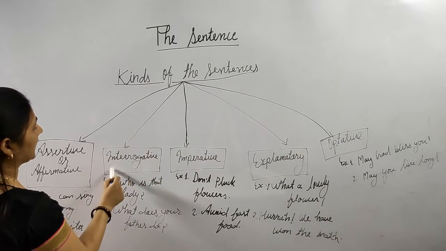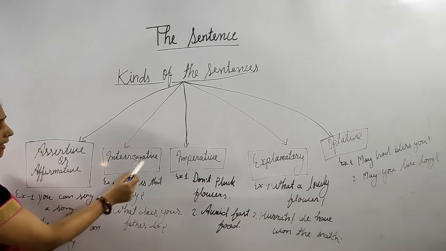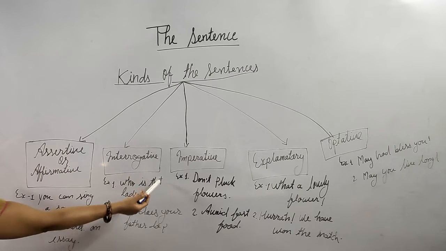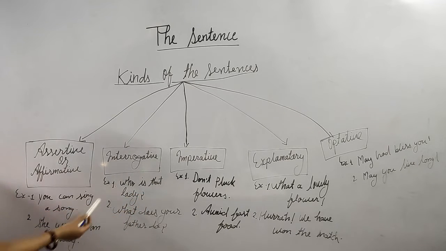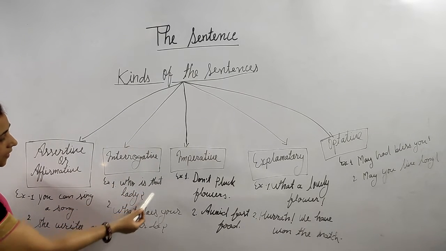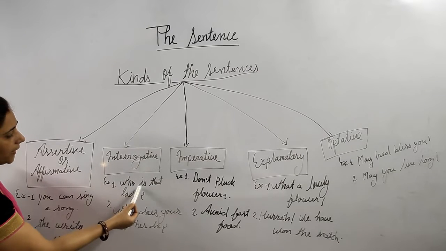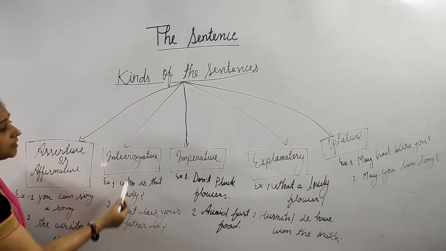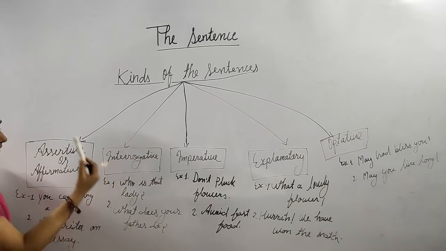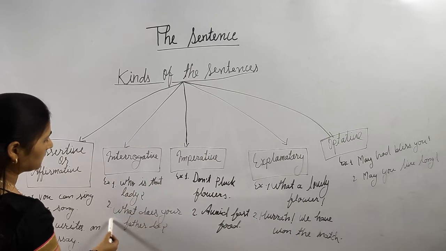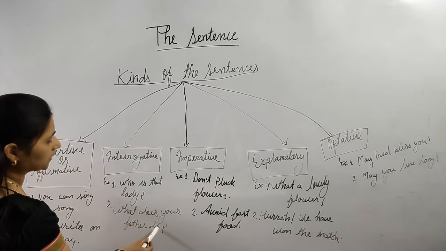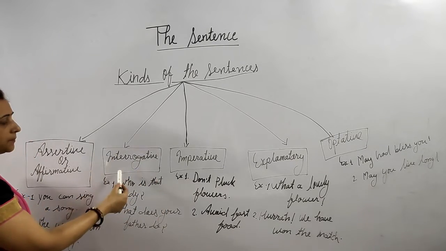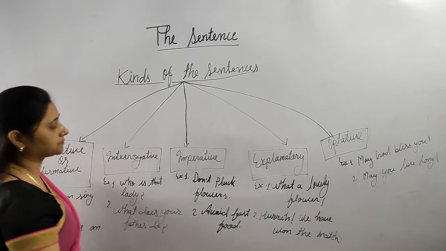Now look at the next kind, the interrogative sentence. As I have told you, a sentence that asks a question is called an interrogative sentence. For example, as you can see here, who is that lady? This sentence is asking a question, so it is an example of the interrogative sentence. Next example, what does your father do? It is also asking a question, so it is also an example of the interrogative sentence.